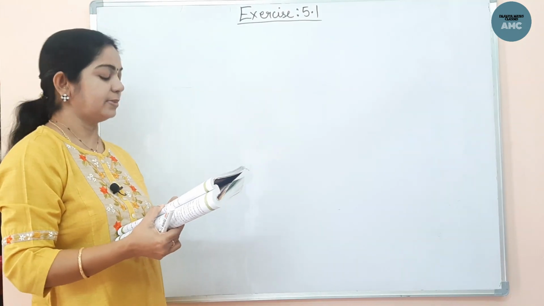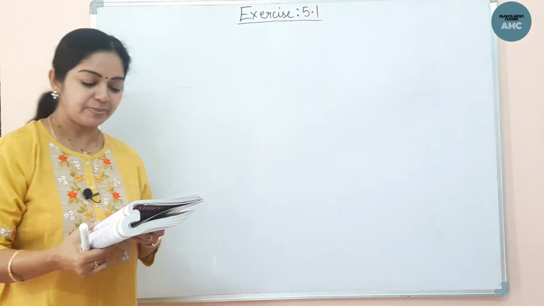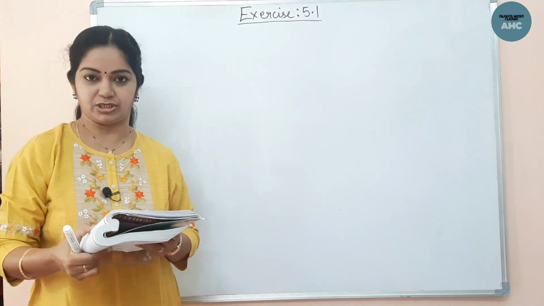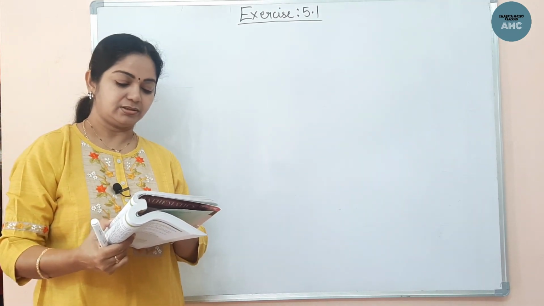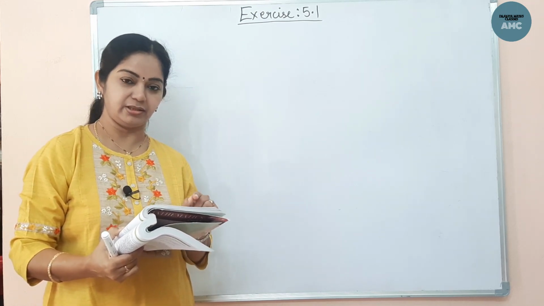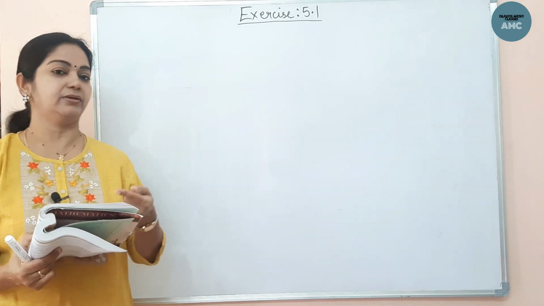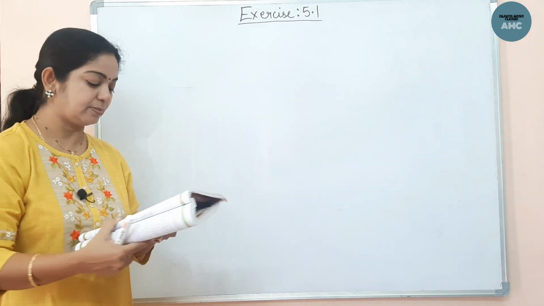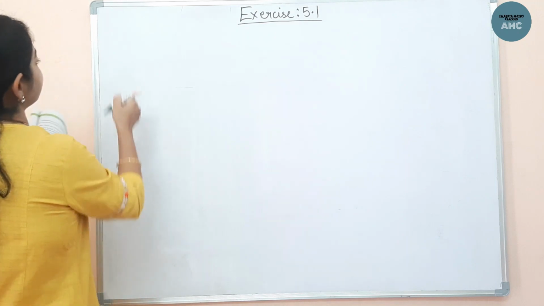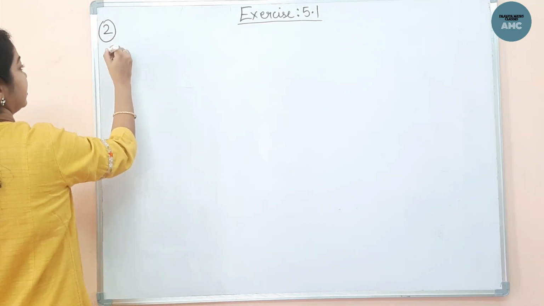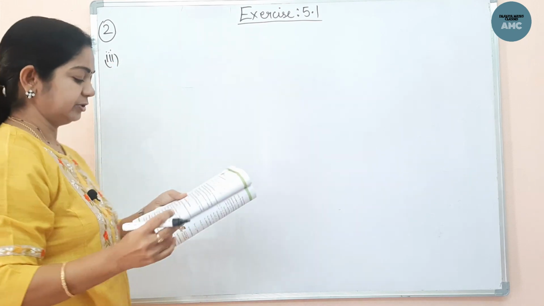The second problem: represent the following situations in the form of quadratic equations. Now here, 4 problems are given, and I'll be doing the third and the fourth. The first and the second, they are simple. You can do it for yourself, right? Now the third problem in the second part. Okay, I'll read it out for you.